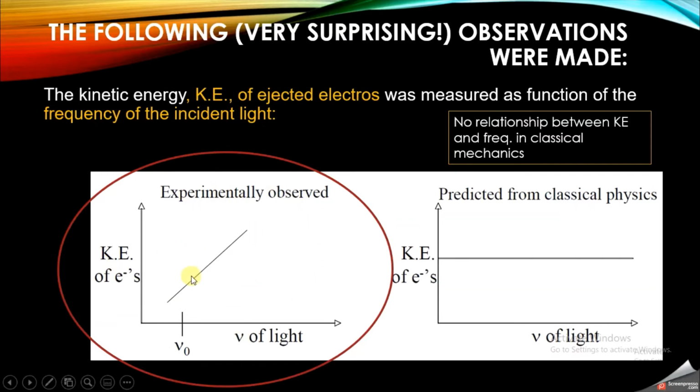Before this experiment, in classical physics, we did not have any relationship between the energy of the electron and the frequency of light. This relationship only came with the photoelectric effect. There was no such relation in classical physics, so this experiment is one of the experiments in quantum physics.